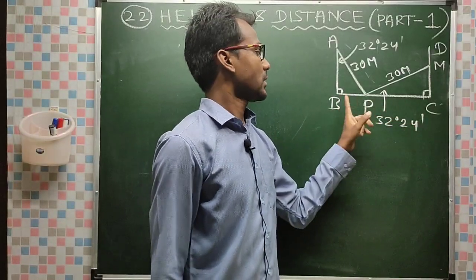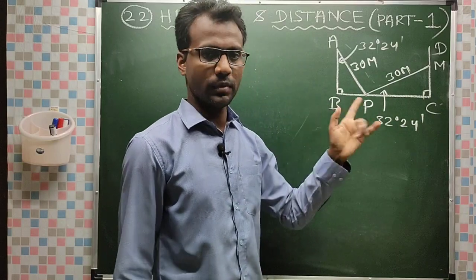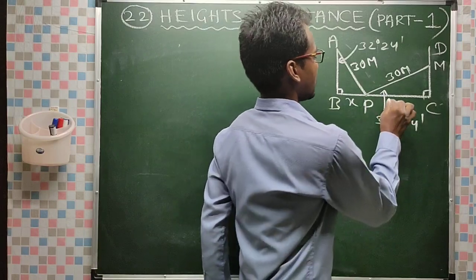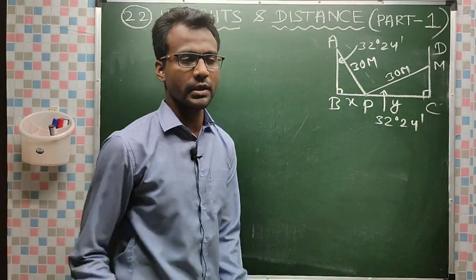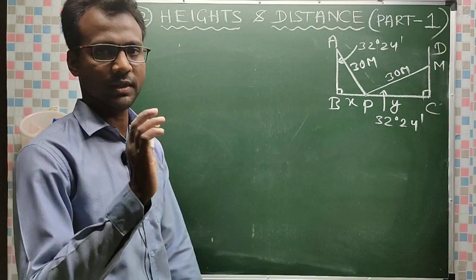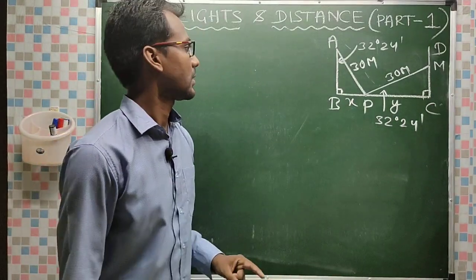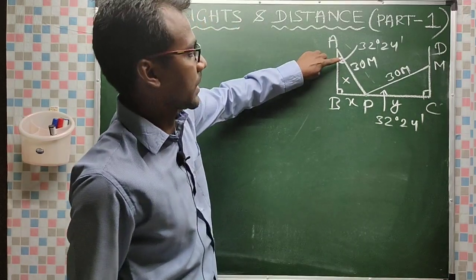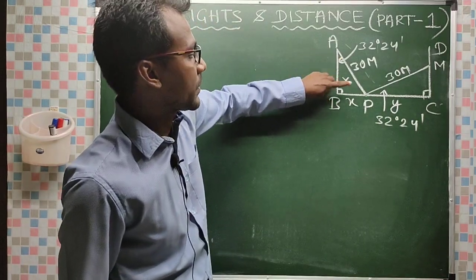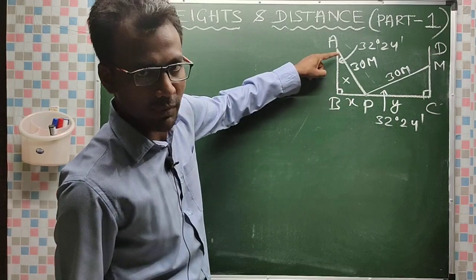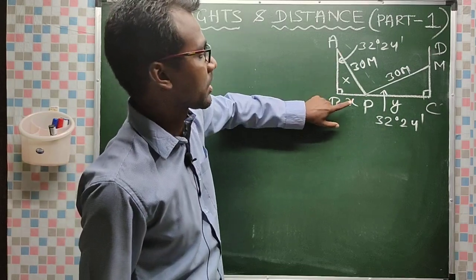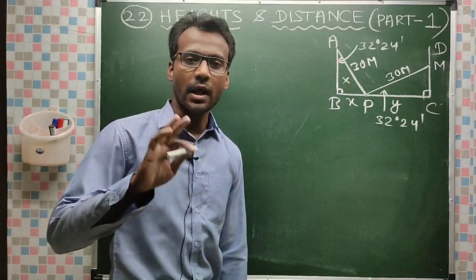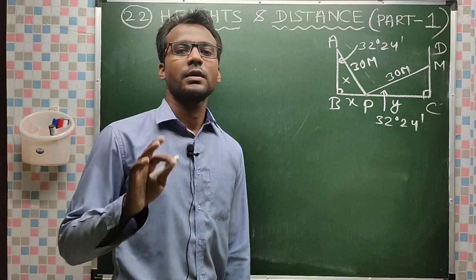How to find BC? BP plus CP. I am naming BP X and CP Y. So we have to find X and Y, then you have to add X and Y. Okay, my first target is X. Ready? Now for X I have to move to this triangle. Now angle is given. For the angle I have to find the perpendicular. BP is opposite to the angle, so it is perpendicular. AP is given, which is hypotenuse. So perpendicular and hypotenuse means we have to use sine here.